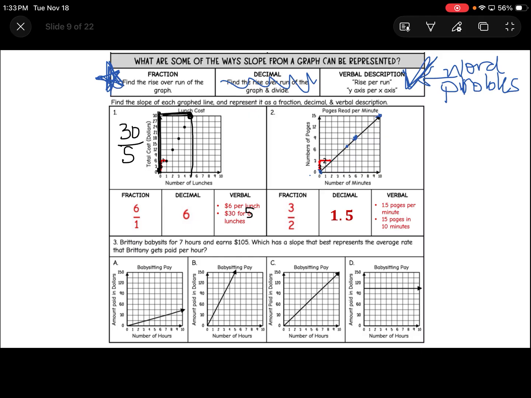Okay, if it asks, though, for what you're reading every page, if it ever said, what am I reading per minute, you would need to be able to calculate that. Okay, it's fine. Look at number 3, read that scenario, and see if you can figure out which graph would represent that scenario based on the babysitting information there.